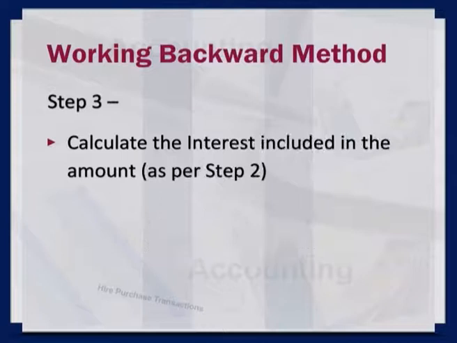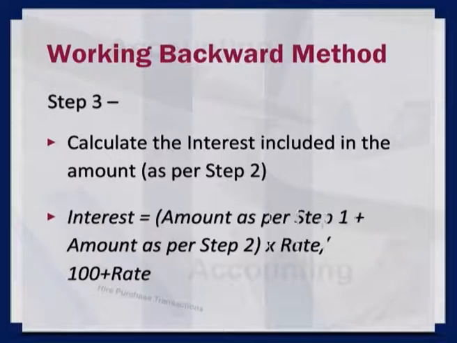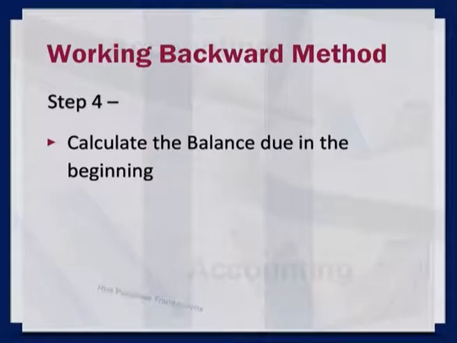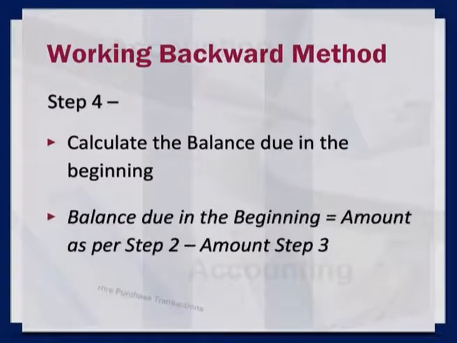Step number 3, calculate the interest included in the amount as per step number 2, as we have seen earlier, and that goes like this: interest is equal to amount as per step number 1 plus amount as per step number 2 multiplied by rate of interest upon 100 plus rate of interest. Step number 4, calculate the balance due in the beginning, as balance due in the beginning is equal to amount as per step number 2 minus amount as per step number 3.